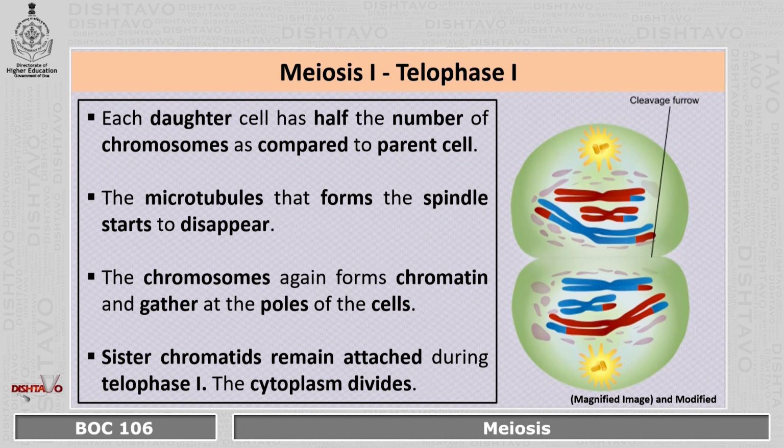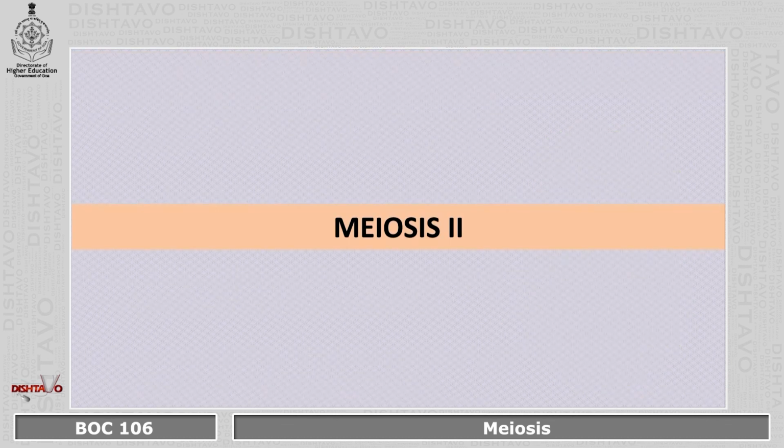The last stage of meiosis 1 is telophase 1. Each daughter cell has half the number of chromosomes as compared to the parent cell. The microtubules that form the spindle start to disappear. The chromosomes again form chromatin and gather at the poles of the cells. Sister chromatids remain attached during telophase 1. The cytoplasm divides. This is the figure which shows the cell dividing into two daughter cells.